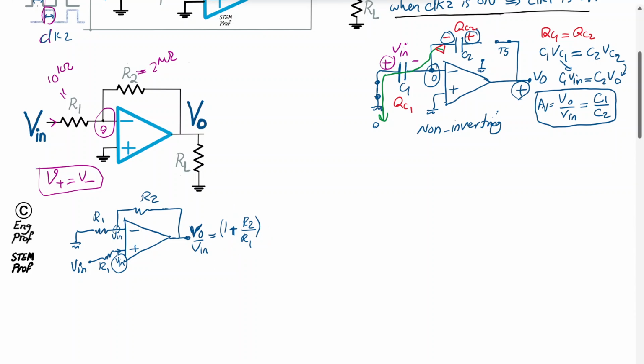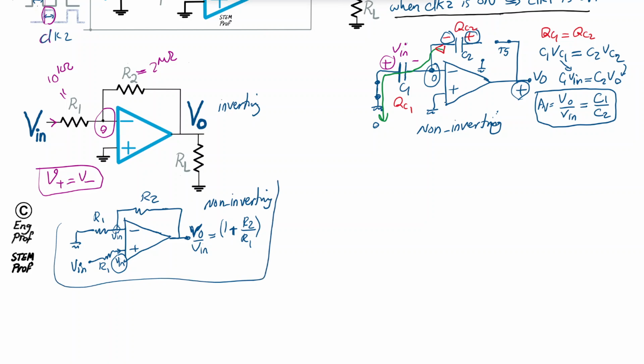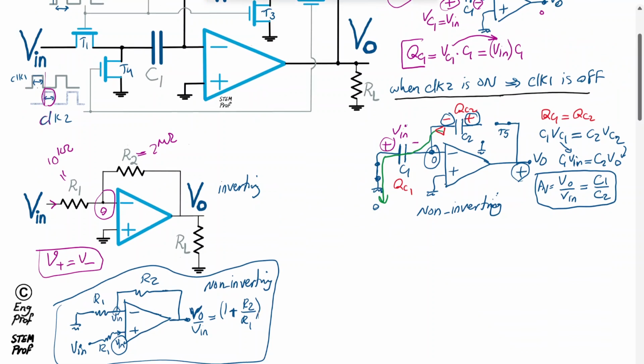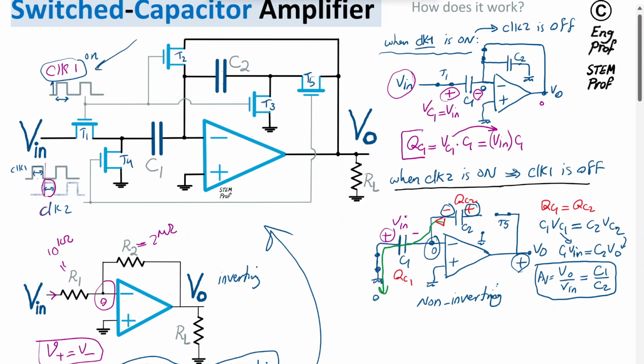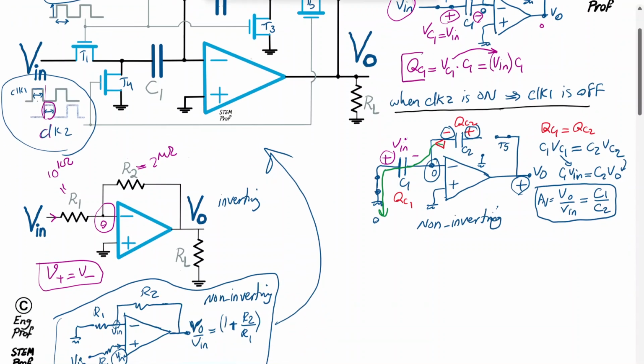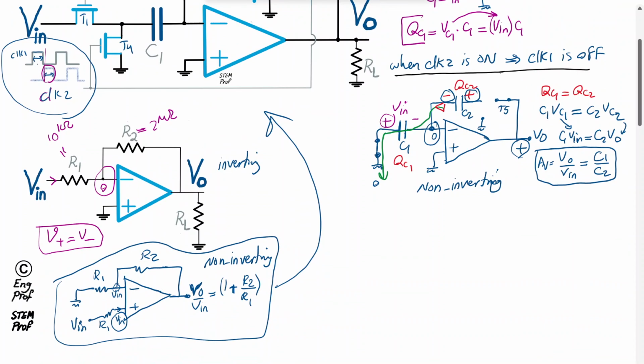So this is an inverting amplifier, and this is a non-inverting amplifier. So we are now effectively realizing this non-inverting amplifier using switch capacitor by this circuit, with a clock 1 and clock 2 applied, and with the relationship that clock 1 and clock 2 have with respect to each other, we realize a non-inverting amplifier that has this gain.